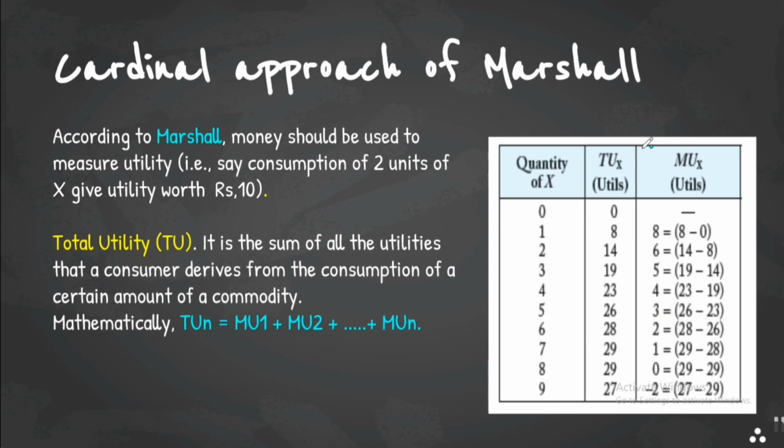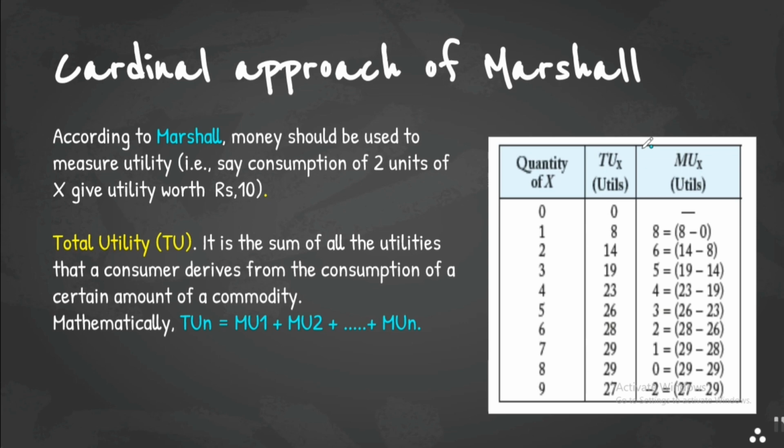Then coming to the point, we have two different terms here. One is total utility and the other one is marginal utility. Total utility is nothing but the sum of all the utilities you derive. For example, I'm giving you 5 chocolates, okay? You're having all those 5 chocolates. Here, total utility means it is the utility derived from all those 5 chocolates.